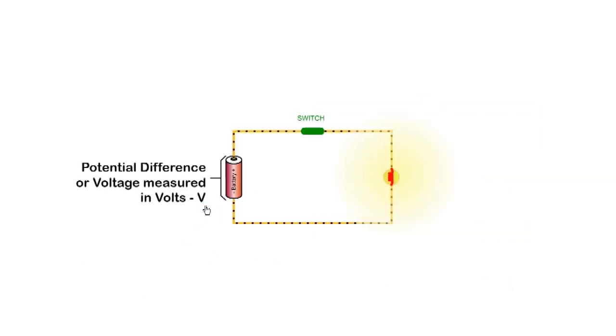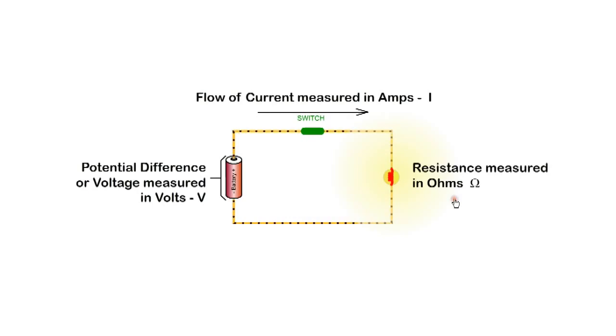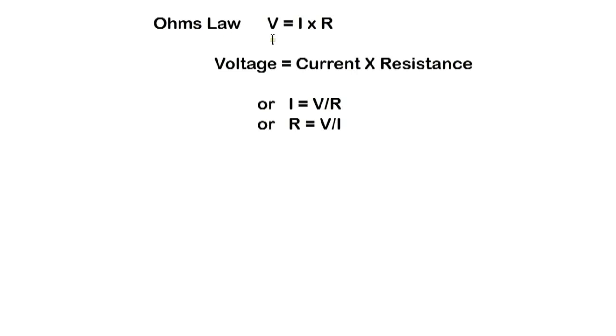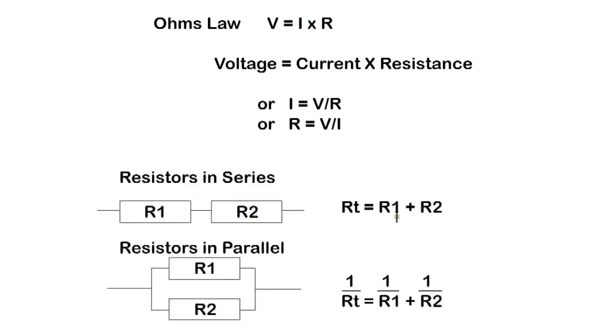The potential difference or voltage is measured in volts and has the symbol V. Current is measured in amps and has the symbol I. Resistance is measured in ohms and has the ohm symbol. Electric calculations are based on Ohm's law, which states that voltage equals current multiplied by resistance, or I equals V over R, or R equals V over I. When resistors are connected in series, we add the values to get total resistance. With resistors in parallel, we use this formula.